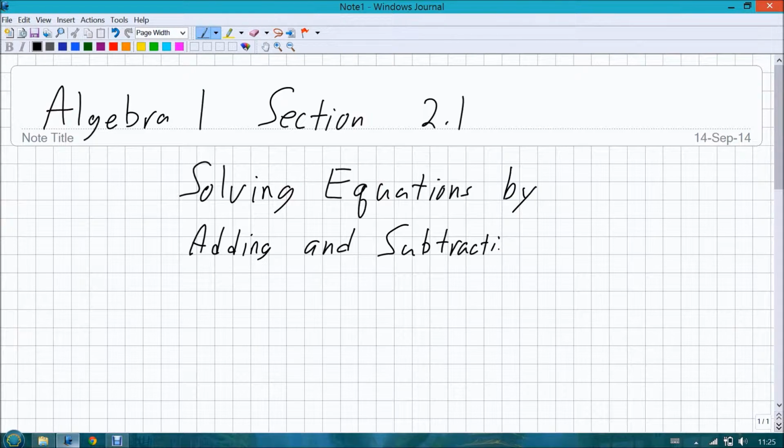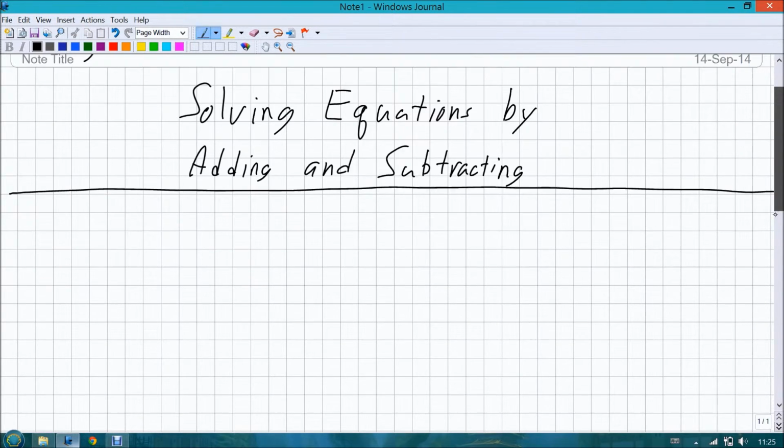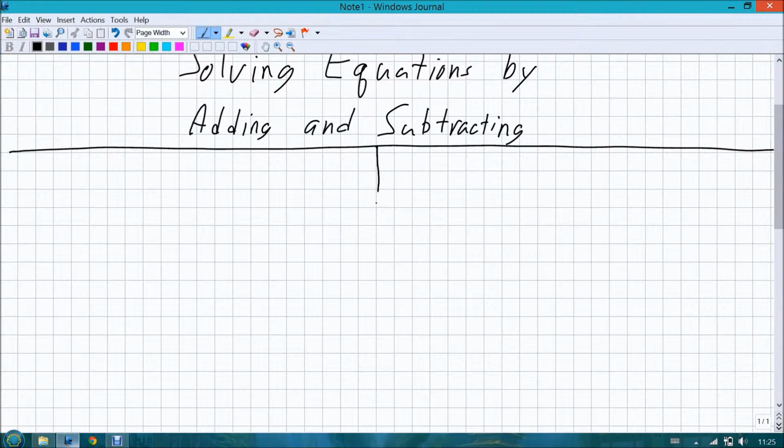So the first thing we have to know is, what is an equation? After all, if we don't know our definitions, we don't know what we're talking about. And if we don't know what we're talking about, we kind of look silly. So let's not look silly. Let's look at what an equation is. An equation is different than an expression.